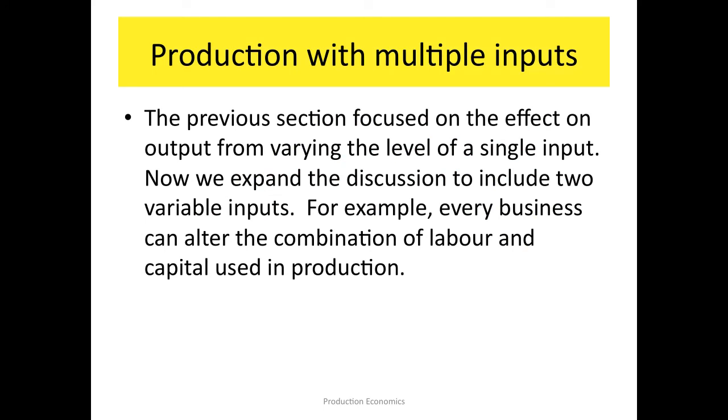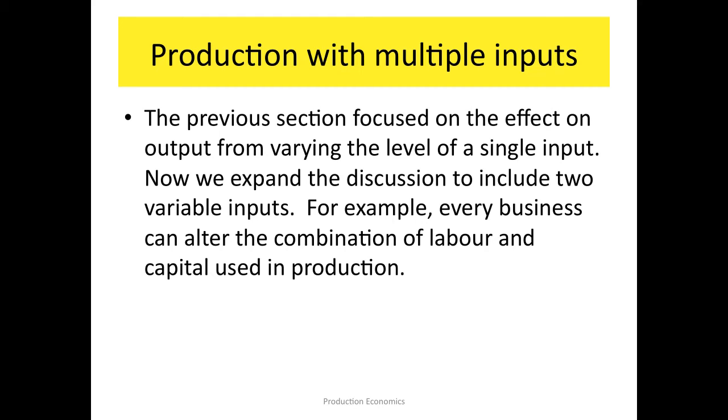Now, we've talked about production quite a bit, and that discussion has focused on the relationship between output and a single input. That is to say, when all but one input is fixed. That's actually a fairly simplifying assumption. What we'd like to do is expand the discussion to allow for two variable inputs. For example, every business can alter the amount of labor and capital that's used in production. So we'd want to be able to capture that.